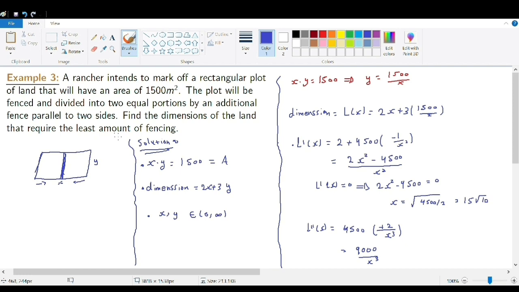least amount of fencing. So it gives us x multiplied by y, which is the area, is equal to 1500, and the dimension will be the perimeter.